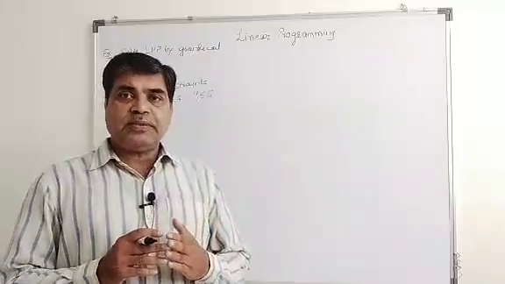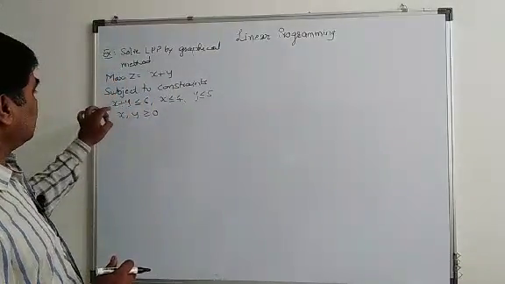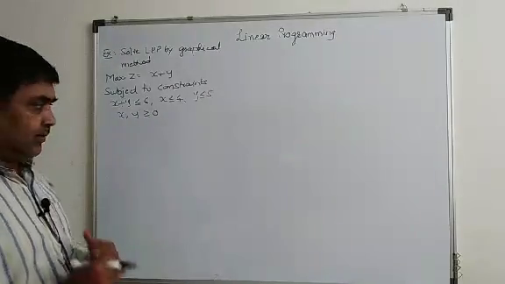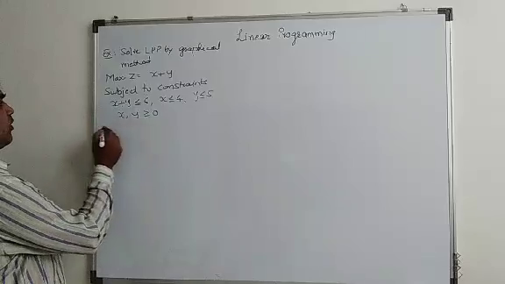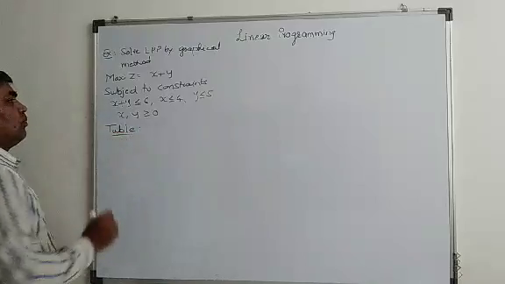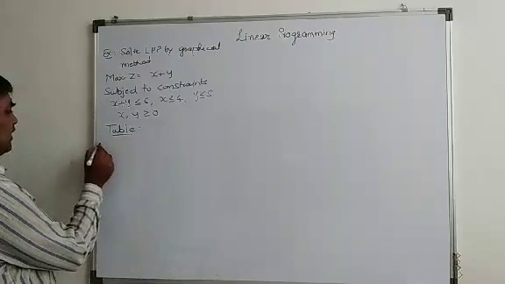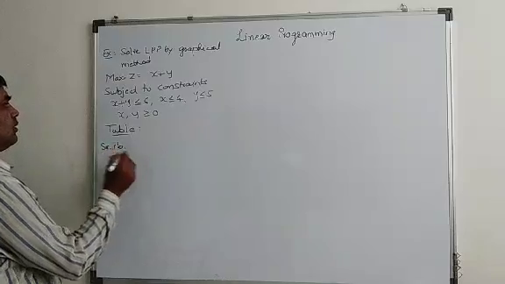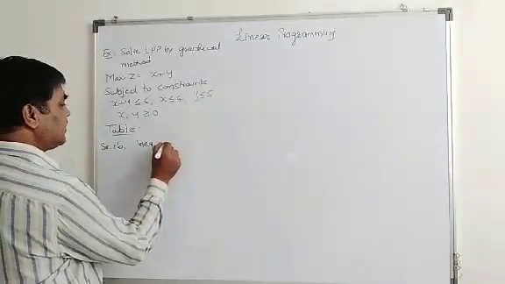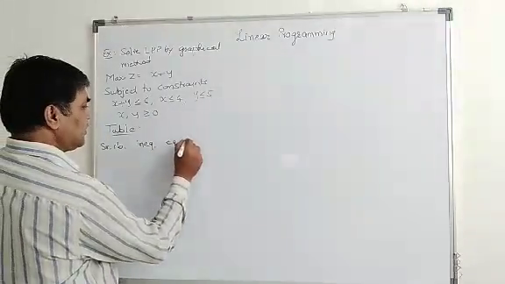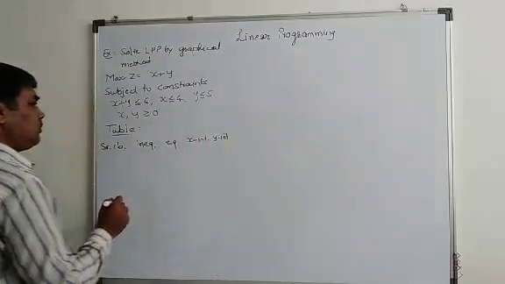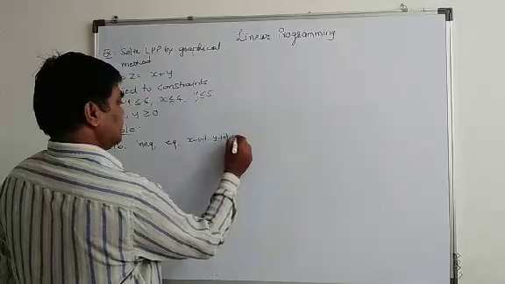To draw the feasible region, firstly we have to consider these inequalities as equations and plot those equations as lines in the xy plane. So, a table for plotting lines: serial number, then inequality, equation, its x-intercept, y-intercept, and region.